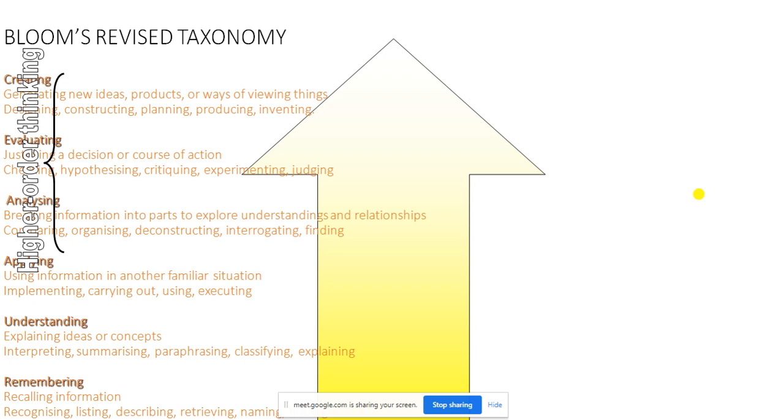And after understanding, in other words, we can say the classifying of things, we are explaining, we are comparing the topics, one thing with another. And after understanding, we can go with applying. In applying, it is basically using information in another familiar situation, or we can say that we are implementing it, carrying it out, using it or executing it.